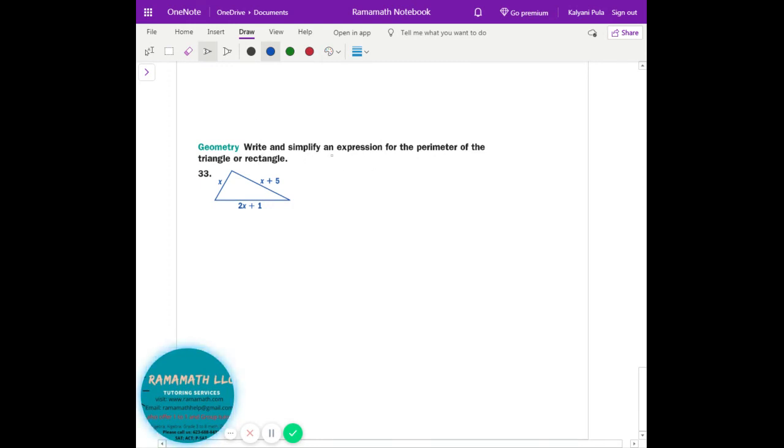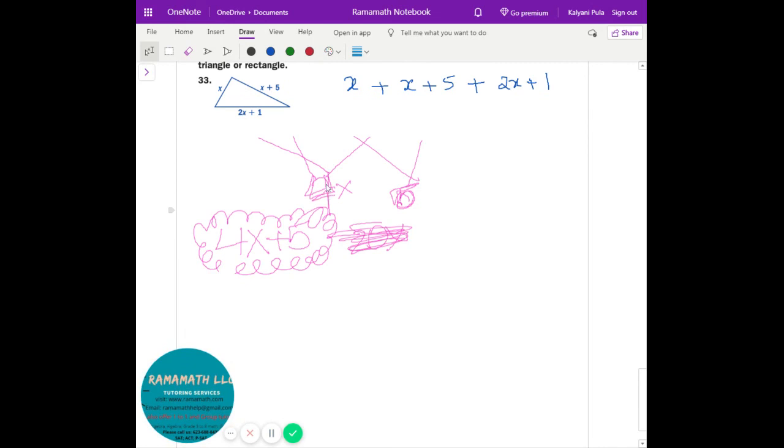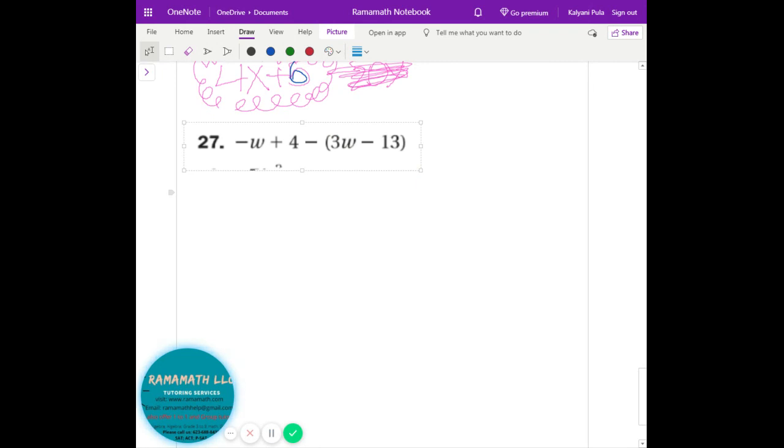Next, write and simplify the expression for the perimeter. The perimeter means you're basically adding all of the sides. So when you add all of them, you can write it like x plus 5 plus 2x plus 1. Combine the like terms and then combine the constants. So that's 3x, and then 5 plus 1. When you add, you have to add the constants also. See right here, 5 plus 1 gives you a 6. Good work. Let's go ahead and simplify this one.